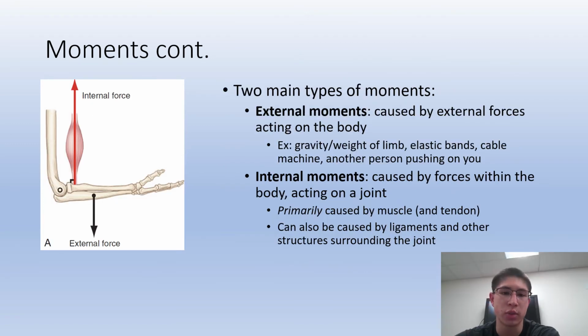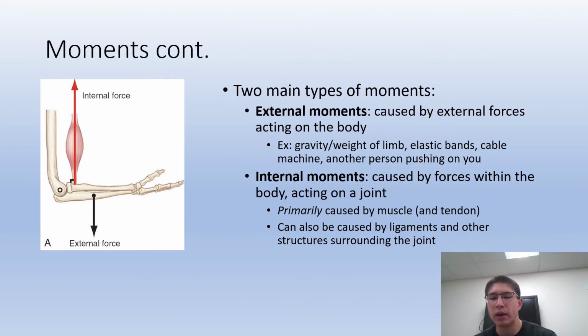In kinesiology, we're going to have two main types of moments: external moments and internal moments. External moments are caused by external forces acting on the body. Examples of these include gravity or the weight of your limb, an actual weight like a barbell or a dumbbell, elastic bands, a cable machine, or just another person pushing on you and applying a moment.